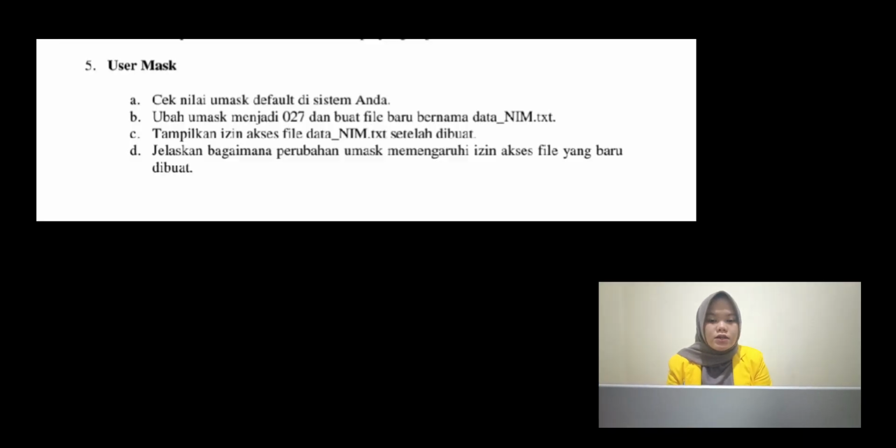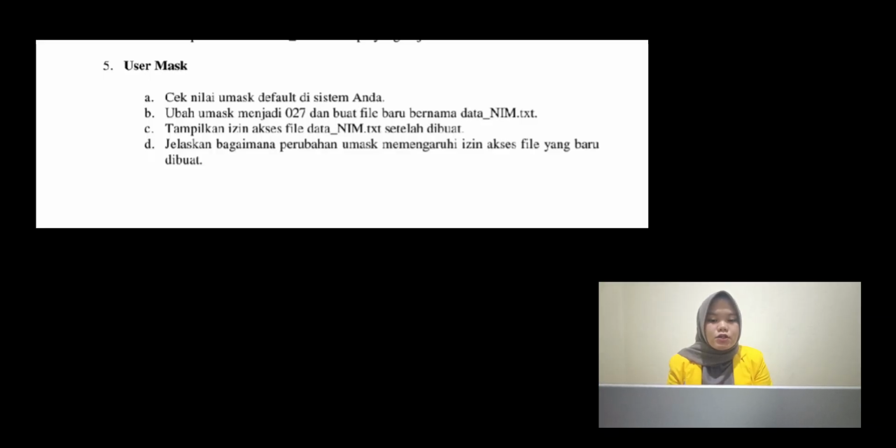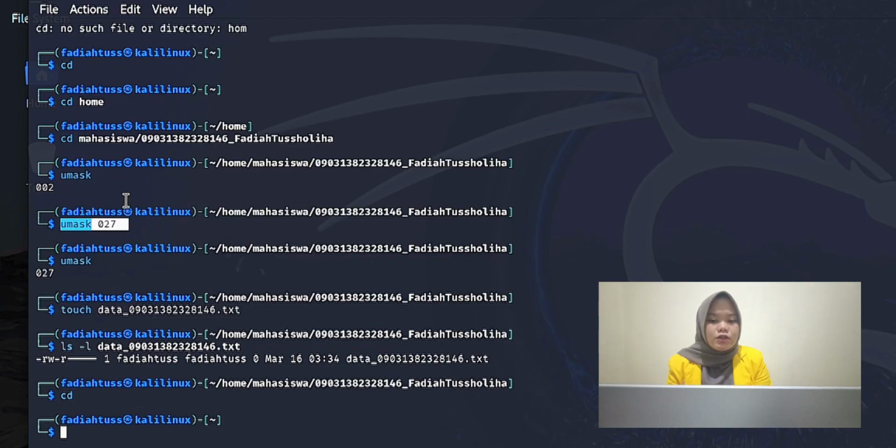Next, in question number 5, we are asked to change the user umask. In point A, we are asked to check the default umask value on the system. To check it, we only need to run the umask command as follows. Then, at point B, we are asked to change the umask to 027. To change it, we only need to run the umask 027 command. Then, we can check again whether the umask has been successfully changed with the umask command as follows.